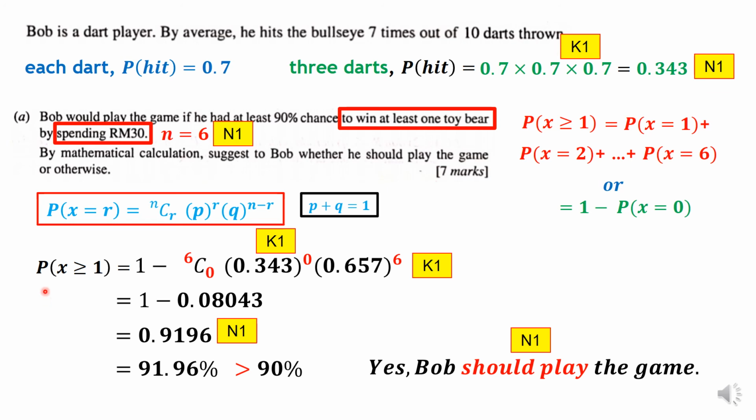Right, for this question, part A, you have answered. So total 7 marks question. So let's check. 1 mark, 2, 3, 4, 5, 6, 7. Yes, you hit all the marks. Congratulations.